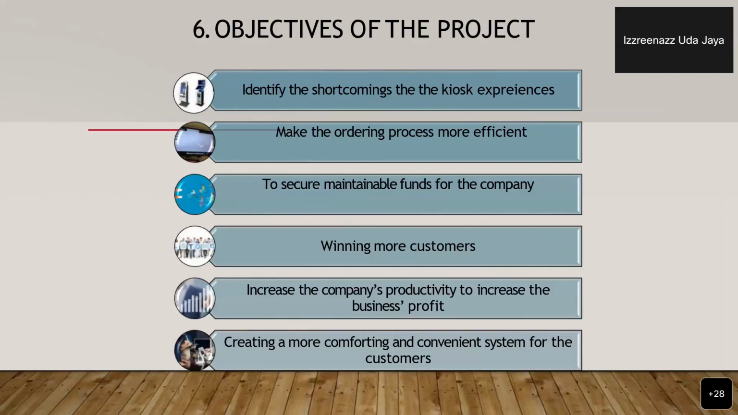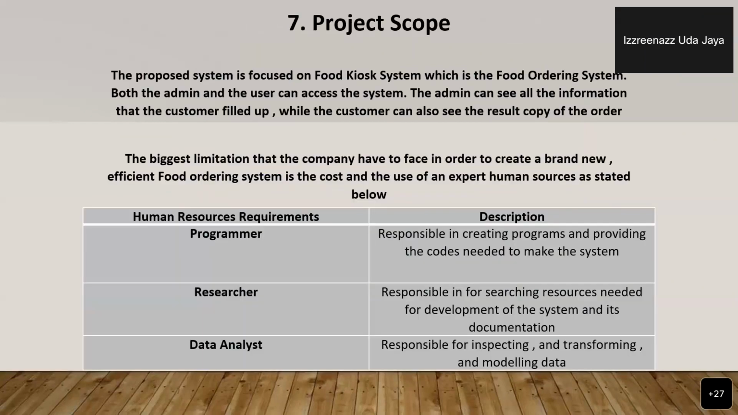Next, objective of the project. First, identify the shortcomings that the kiosk experience, make the ordering process more efficient, and then to secure maintainable fund for the company, winning more customer, increase the company productivity to increase the business profit, and lastly, creating a more comforting and convenient system for the customer. Next is project scope.